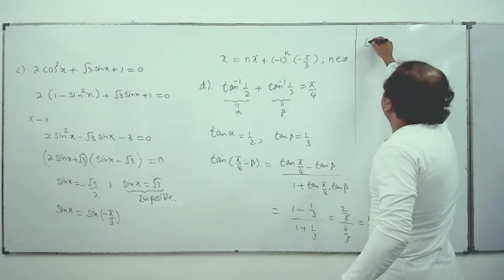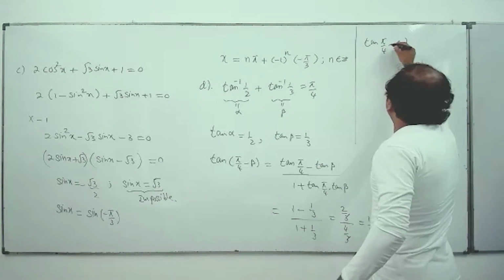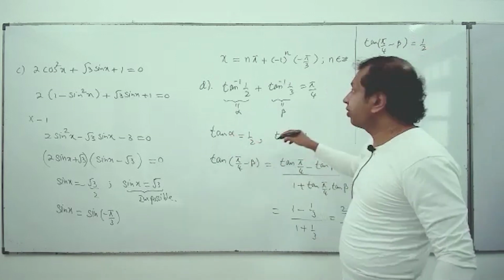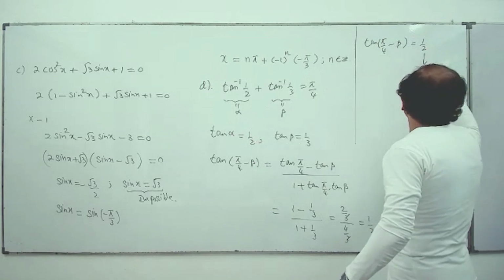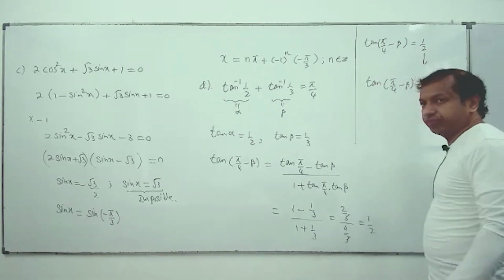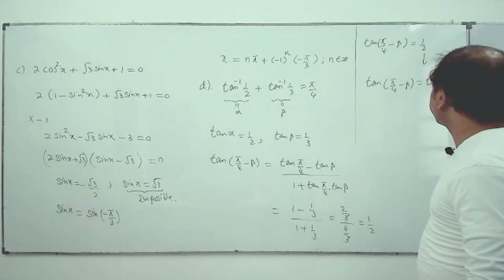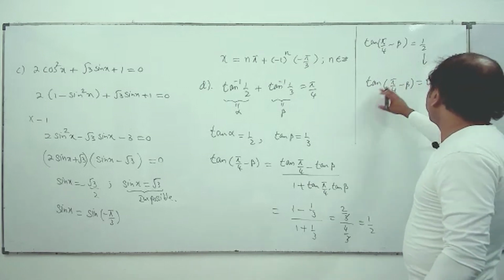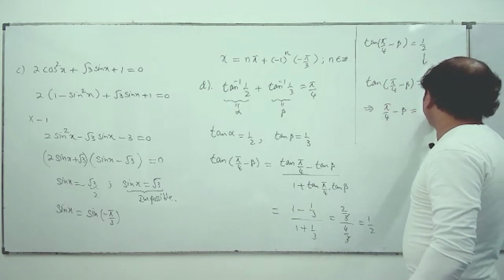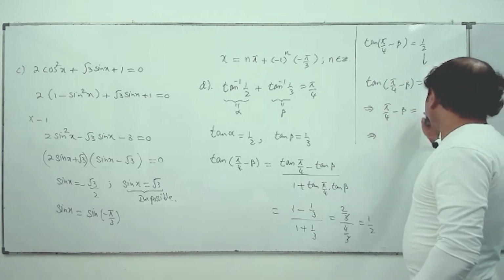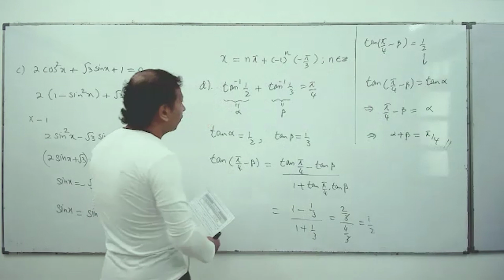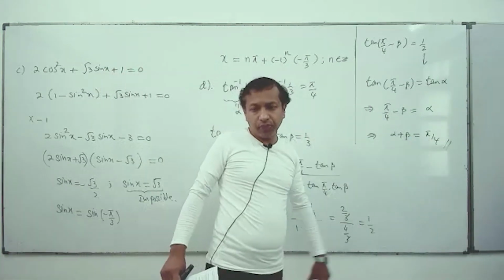Again, we get tan of pi by 4 minus beta equals half. But tan alpha is also half, no? Therefore, this is tan alpha. Tan of pi by 4 minus beta equals tan alpha. Therefore, we can ignore tan on both sides. This says pi by 4 minus beta equals alpha. Bringing minus beta to this side, alpha plus beta equals pi by 4. Correct, no? We have to prove alpha plus beta is pi by 4, and that's what we have proved. Therefore, this thing is proved.